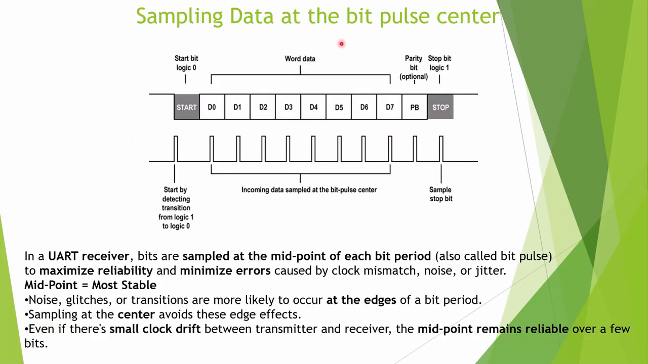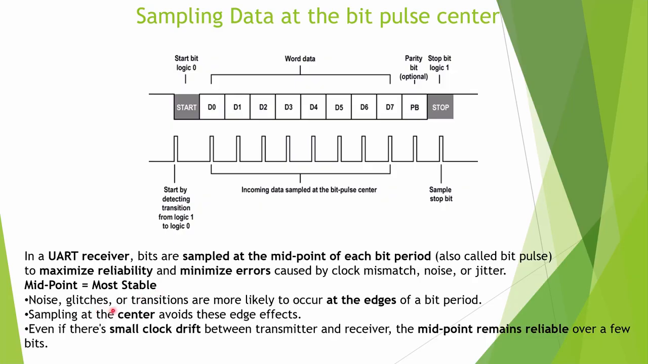Sampling data at the bit pulse center. In the UART receiver, bits are sampled at the midpoint of each bit period, called the bit pulse. As you can see in this figure, the bits are sampled at the midpoint of the bit pulse center. It is done to maximize reliability and minimize errors caused by clock mismatch, noise or jitter. The midpoint is the most stable point to sample a bit.